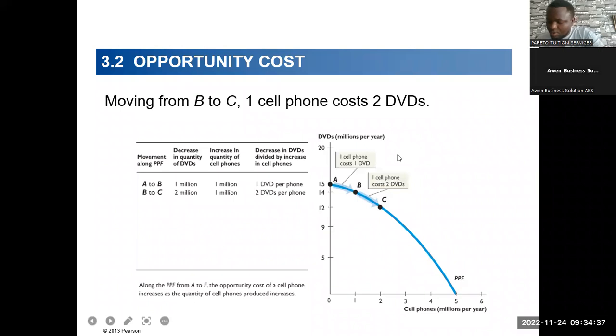Right, now we want to move from point B to point C. So we want to produce an extra unit of cell phone. So moving from point B to point C, we move from 14 units of DVDs to 12. So we sacrifice 2, right? So the decrease in DVD will be 2. The increase in cell phone is 1. So the opportunity cost there is going to be 2 DVDs per cell phone. Okay, 2 DVDs per cell phone.